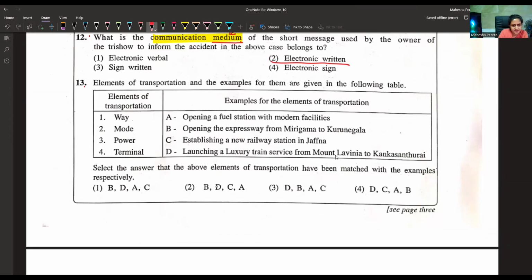Let's see the way. We write the letter. Opening expressway. The word expressway is right there. So it is actually B, from Mirigama to Kurunegala.